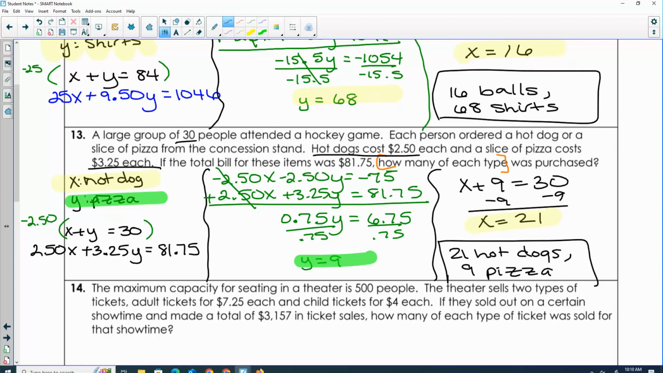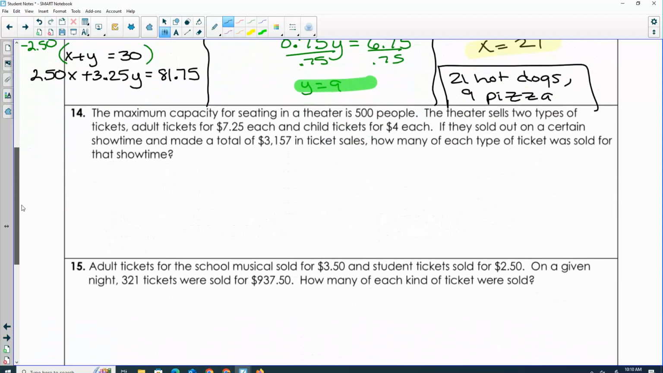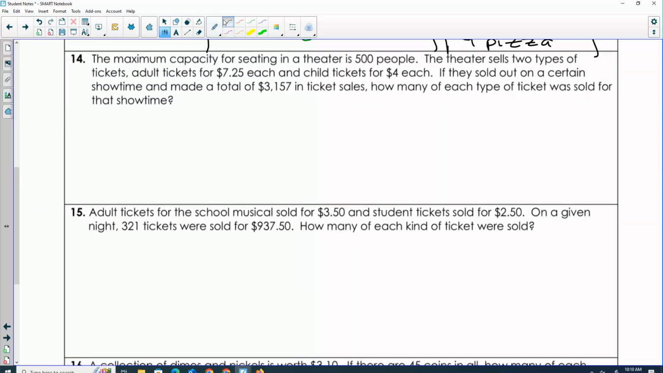Should we do one more together? Let's do one more, and then I'll stop for today. So problem 14. The maximum capacity for seating in a theater is 500 people. If you're struggling, just kind of underlining or highlighting your numbers as you go through can help. The theater sells 2 types of tickets. Adult tickets for $7.25 each, child tickets for $4 each. If they sold out on a certain showtime, they made a total of $3,157 in ticket sales. Now the question, how many of each type?